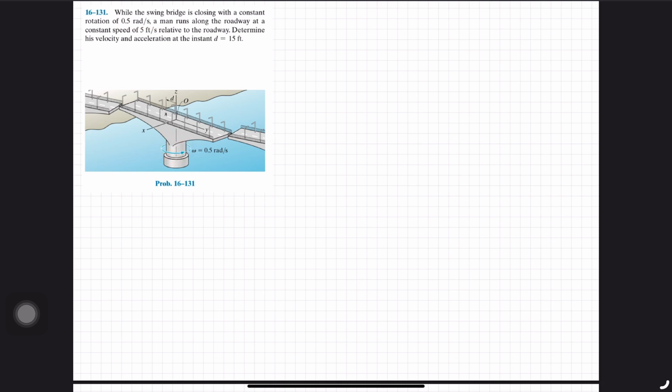Meanwhile, a man runs along the roadway in this direction, which is the opposite of the y direction that is mentioned here. So it's going to be minus j cap, and we need to determine the velocity and acceleration at the instant t equal to 15 feet. So we'll write down the given facts now. We will have to compare the velocity of this man with the origin point.